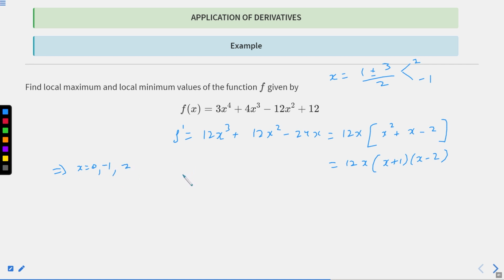Now you have to find the second order derivative. So the second order derivative will be 36x square plus 24x minus 24. Taking 24 common, it will be 3x square plus x minus 1. Now put x equals 0. It is negative. For x equals 0, f double prime is negative. Negative means maximum, local maximum.